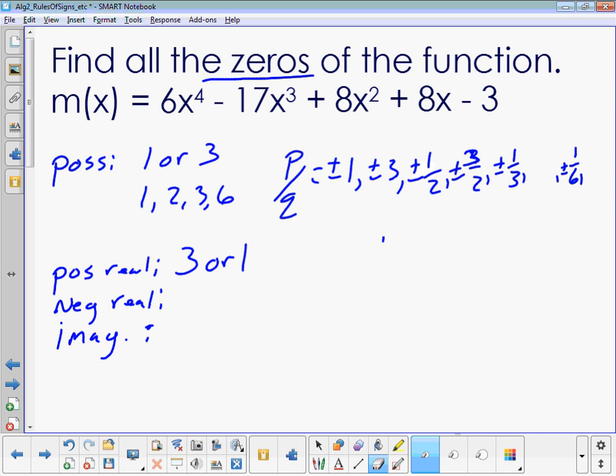Okay, so now m of negative x, if we run it, the 6x to the 4th stays that way, but now the 17 will go to a positive. The 8x squared would stay positive, but the 8x would go negative. So we have one sign change, so there's one negative real root. 3 and 1 account for 4. There's 4 total roots, so that means there's 0 imaginary, or I got 1 and 1, and 4 minus 1 minus 1 will give me 2. So either I have 3 positive real zeros and 1 negative real zero, or I've got 1 positive, 1 negative, and 2 imaginaries.